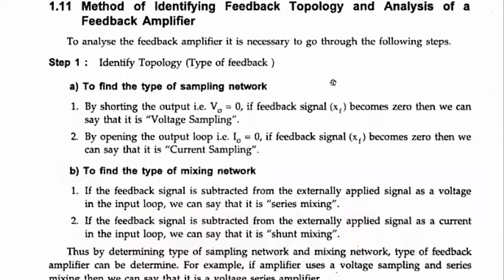First, by shorting the output, if V naught is 0. Whenever we short two terminals of any circuit, the voltage across the two terminals becomes 0. So in simple words, if we make the output voltage 0, and because of that the feedback signal becomes 0, then it is voltage sampling. So the technique is: short the output terminals, and if the feedback signal becomes 0, then we say it is voltage sampling.